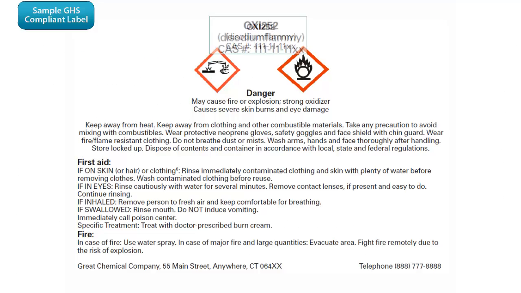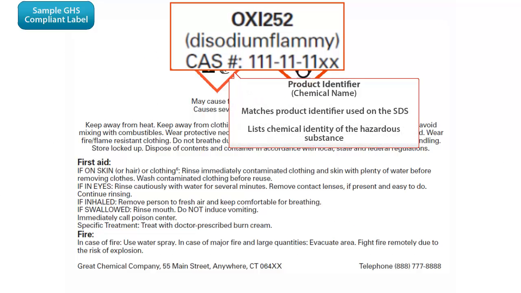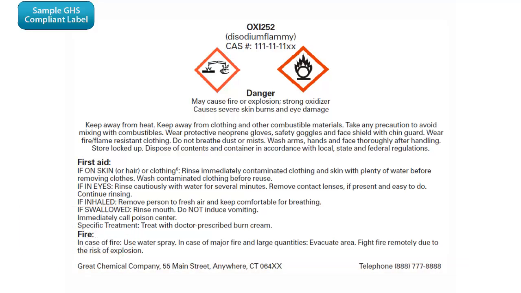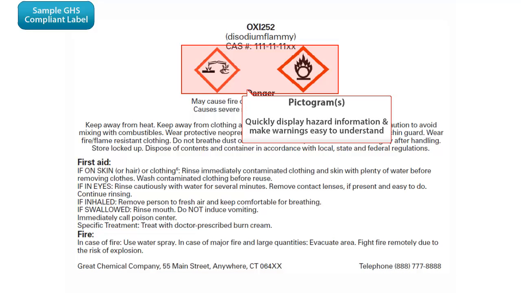The product identifier, or name, that's used on the GHS label should match the product identifier used on the SDS. This product identifier lists the chemical identity of the hazardous substance. The name, address, and telephone number of the manufacturer or supplier of the product must be provided on the label. The pictogram will quickly display specific information and make warnings more noticeable and easier for employees to understand. Labels may not have blank or unfilled squares.